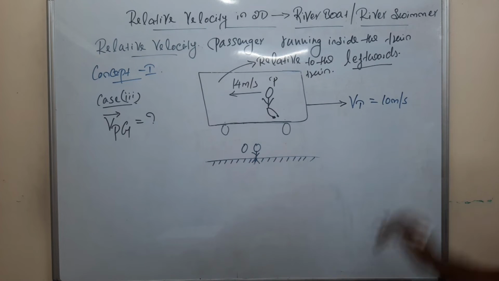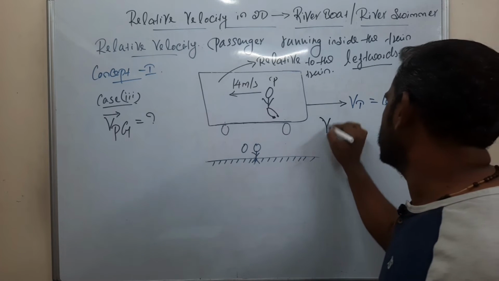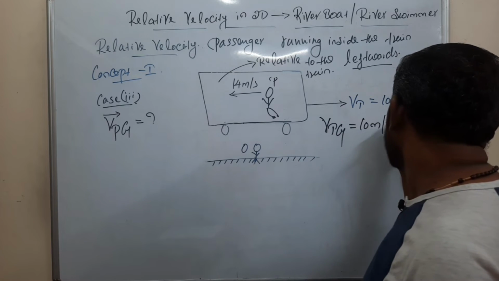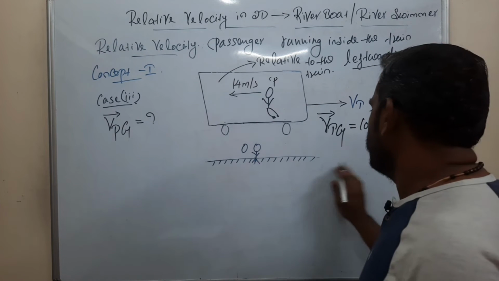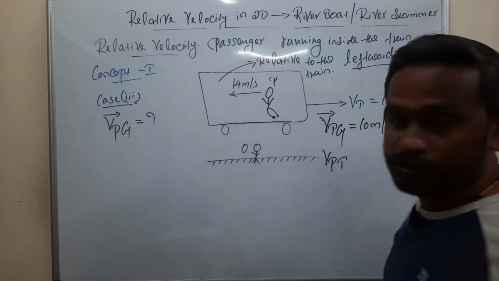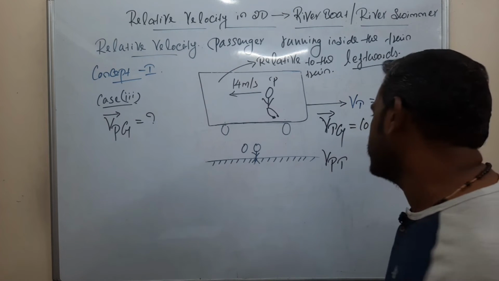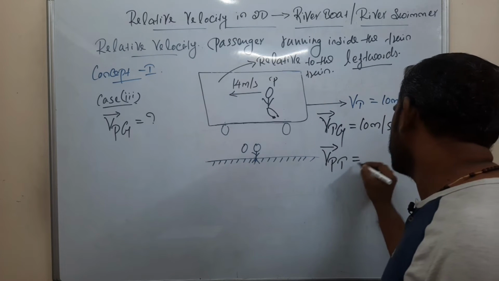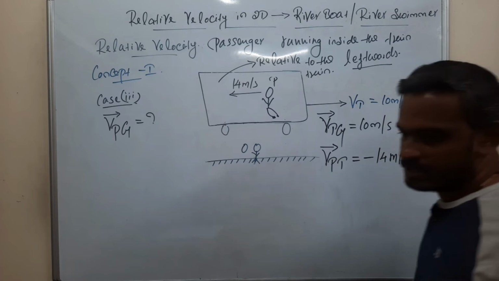So the train is moving with 10 meter per second. That is the velocity of the train as seen by the ground. Okay, velocity of the train as seen by the ground is equal to 10 meter per second. Velocity of the passenger with respect to the train is 14 meter per second, when the observer is sitting inside the train. So his speed is 14 meter per second in the leftward direction. So leftward, that is sign convention. So minus 14 meter per second.